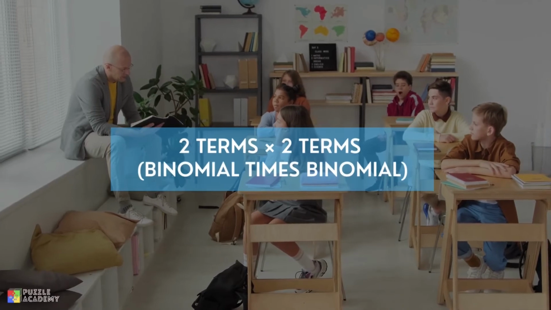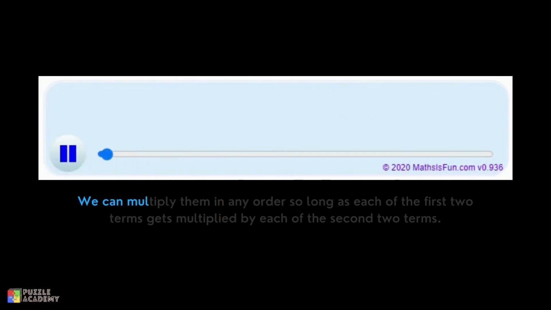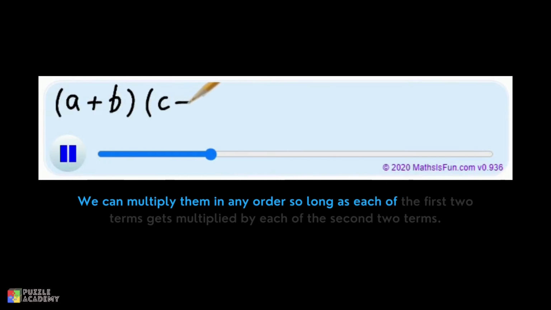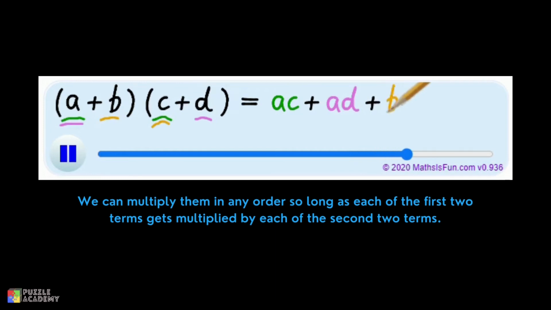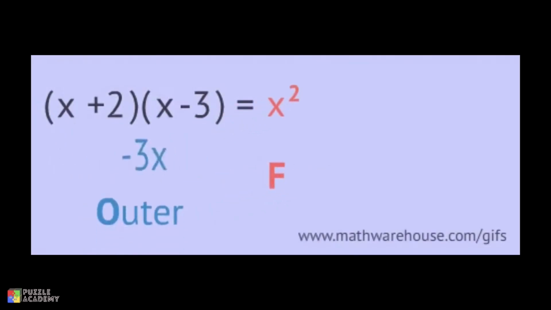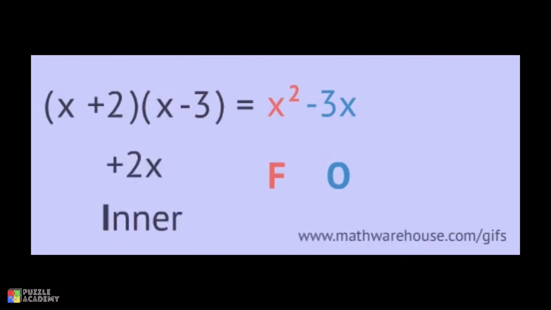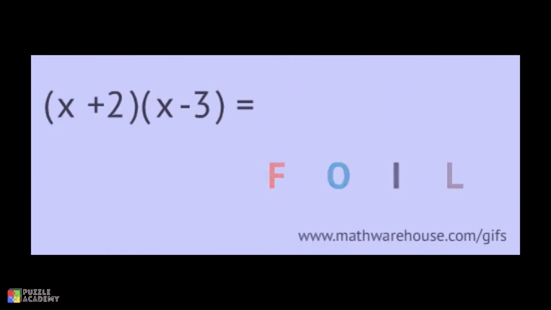Furthermore, in this case, we will multiply binomial to binomial. So it means we have the 2 terms multiplied by another 2 terms. We have to remember that we can multiply them in any order so long as each of the first 2 terms gets multiplied by each of the second 2 terms. But there is a handy way to help us remember to multiply each term. It is called FOIL. It stands for first, outer, inner, and last. So multiply the first term of both polynomials, then the outers, etc.